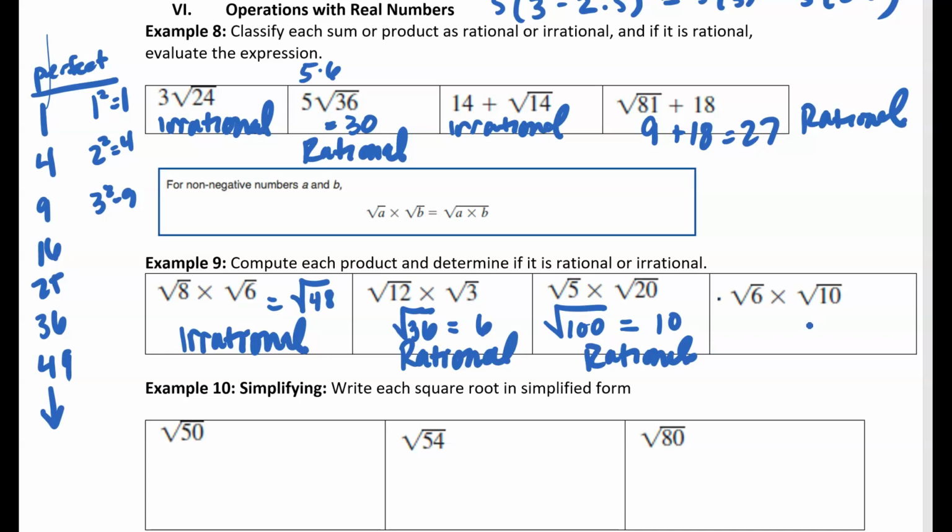I don't know, 6 and 10 are not perfect squares, so I don't know those square roots, but I can multiply and get square root of 60. Now square root of 60 is not a perfect square either, so that is irrational.